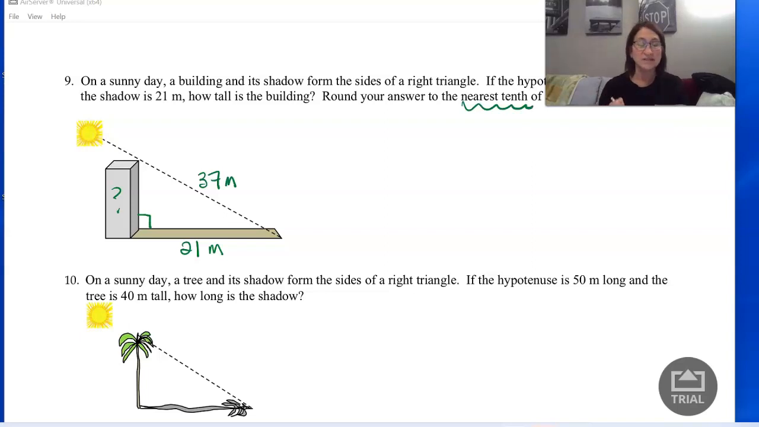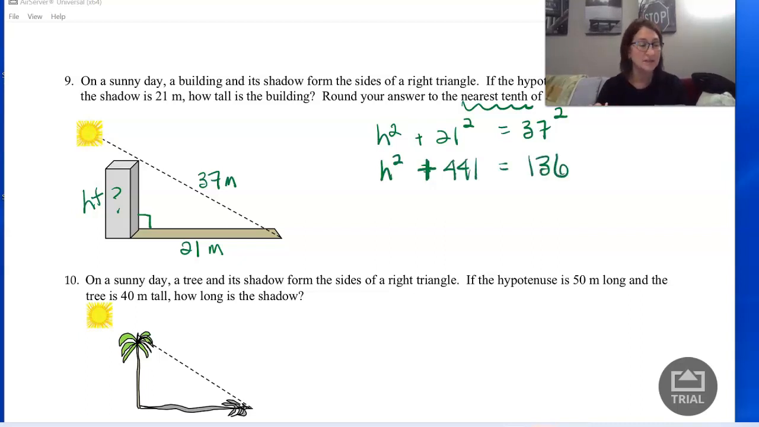So we're going to set it up as height. I'm going to call that question mark on my height. So height squared plus 21 squared equals 37 squared. So that'd be height squared plus 441 is equal to 1369.